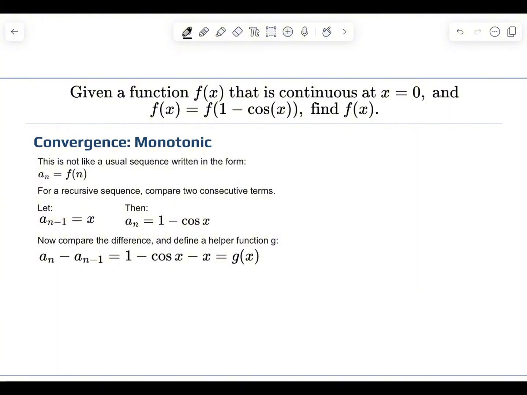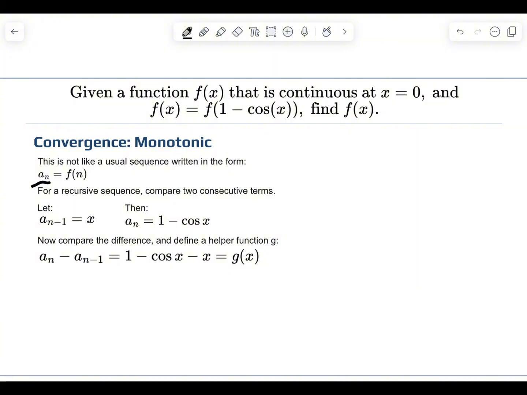So the sequence is monotonic. We need to say that it is always increasing or always decreasing. So it is not like a usual sequence written in the original form, a sub n is equal to f of n. This sequence is a recursive sequence, so it is written in some form like a sub n is equal to f of a sub n minus 1, something like that.